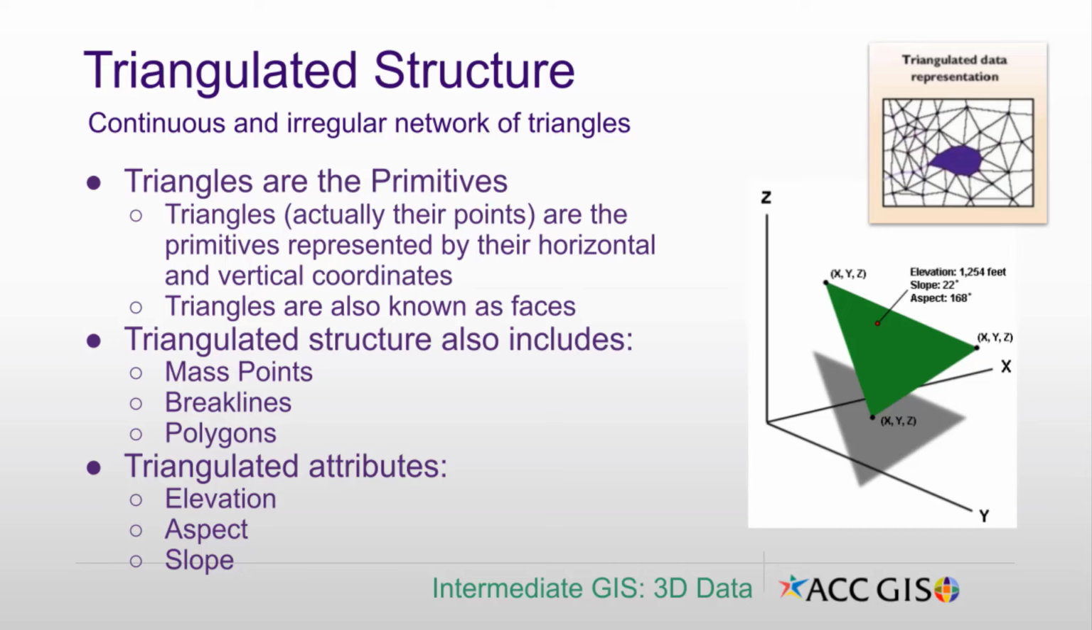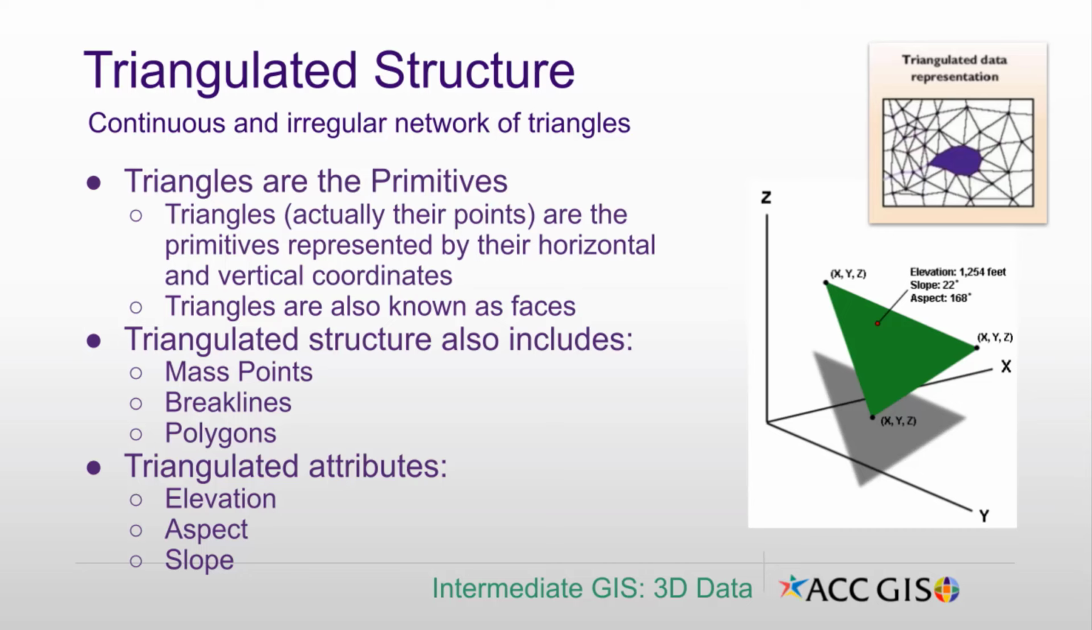And so why would we want to utilize an irregular network of triangles to represent elevation data? Well, if you think about the state of Colorado, there's a lot of varied terrain. If you go west of Denver, there are extreme elevations that dip into low valleys. And if you go east of Denver, it's very flat.